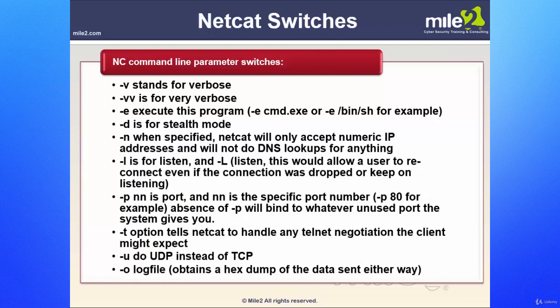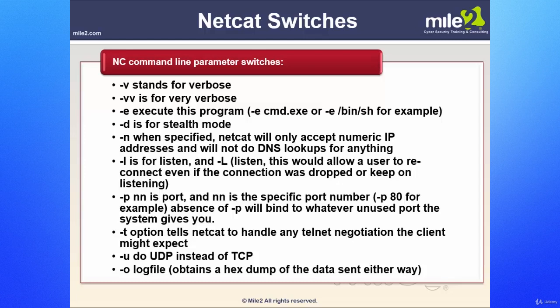Here are some of the Netcat switches that you can have: V is for verbose, VV for very verbose, E for execute, D for stealth mode, N, when specified, will only accept numeric IP addresses and not DNS lookups, L for listen, and then uppercase L, which basically allows you to stay connected even after you've disconnected from that session. P is for port, T is for telnet negotiation, U for UDP, and O for log files.